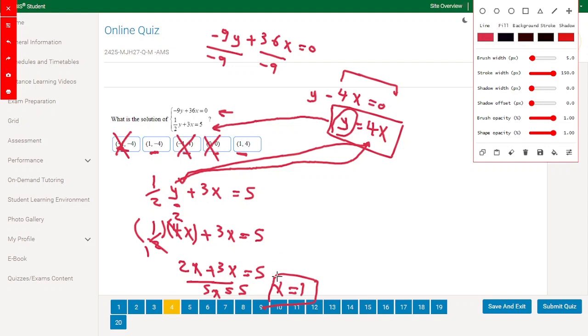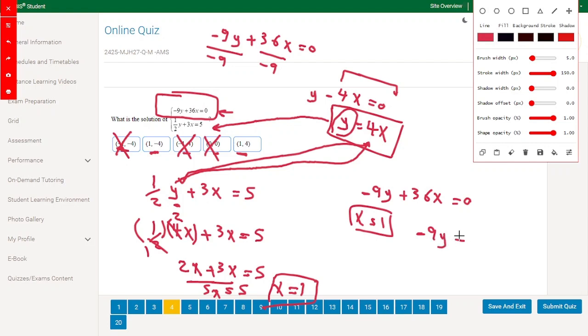So now to get y, now we have x. To get y, we'll substitute x in any of these equations and see what y will be. For example, let's take the first equation here. We have minus 9y plus 36x equal to 0, right? So let's substitute x equal to 1 and see what the result for y is. So we have minus 9y plus 36 times 1 equal to 0.